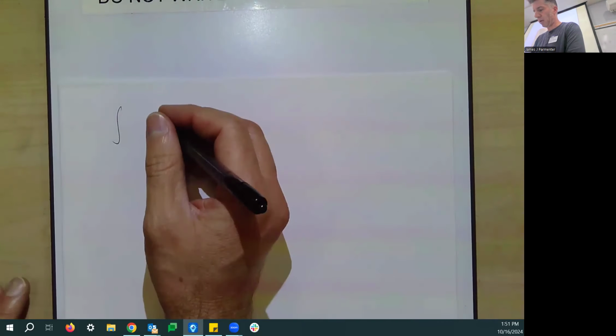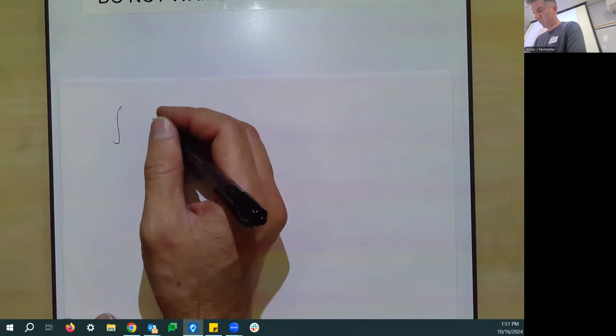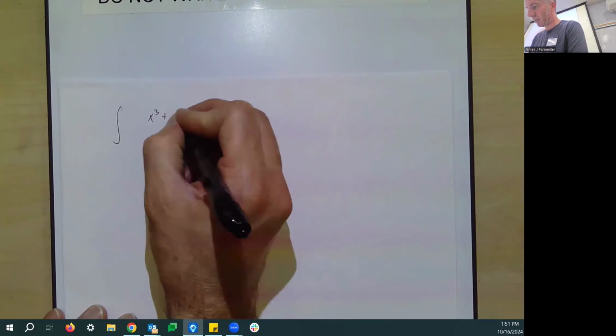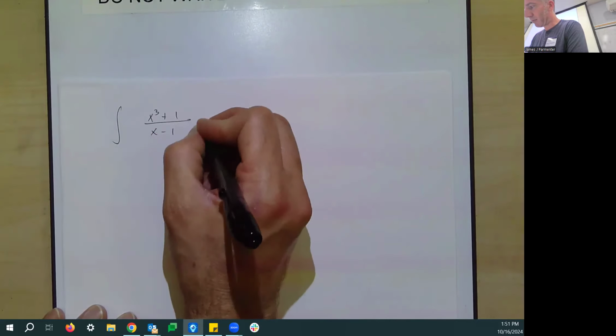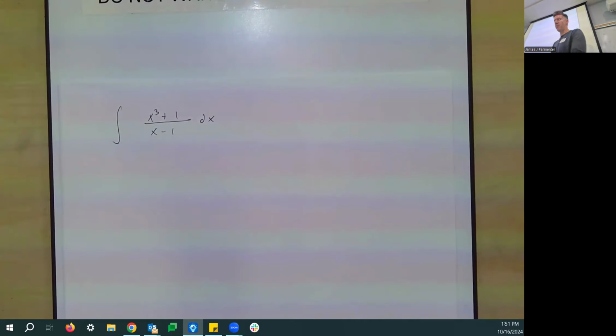Let's do something like x cubed plus 1 over x minus 1. That's a terrible example. Don't write that down.